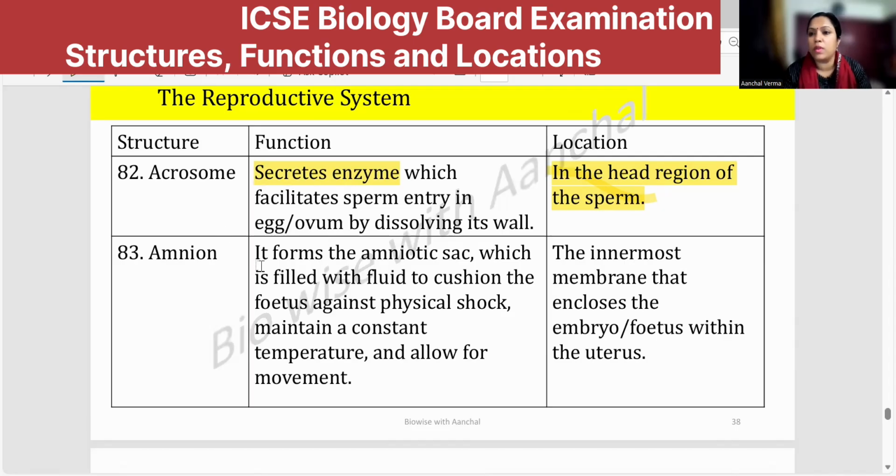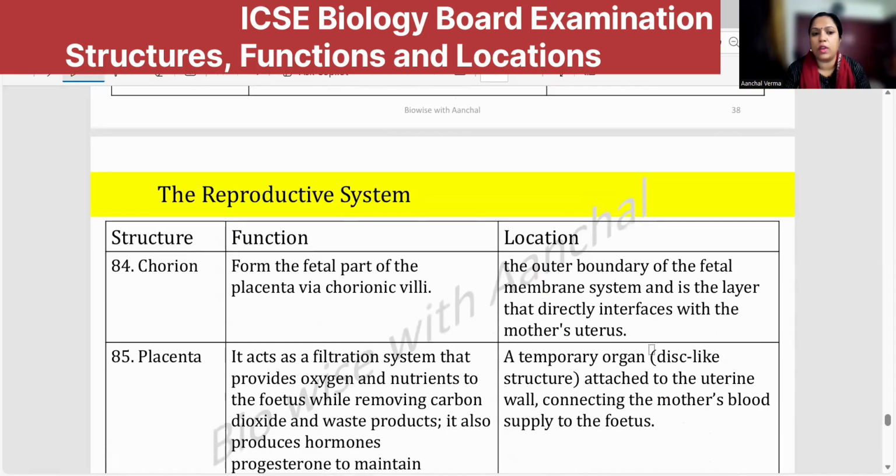Amnion, now we are talking about the baby developing in the womb. The amnion forms the amniotic sac, which is filled with fluid to cushion the fetus against physical shock, maintains constant temperature, and allows the restricted movement of the child. It also gives equal pressure from all sides, so the baby develops properly. It is the innermost membrane that encloses the embryo or fetus within the uterus in the female body.